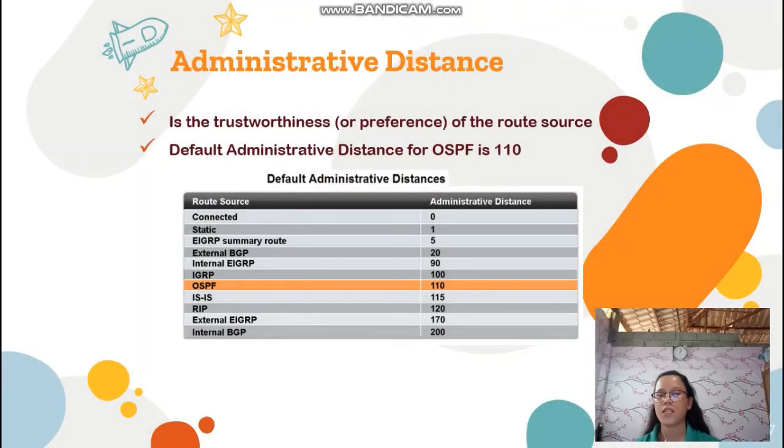Administrative distance is the trustworthiness or preference of the route source. So in this table are the default administrative distances. The default administrative distance for OSPF is 110.